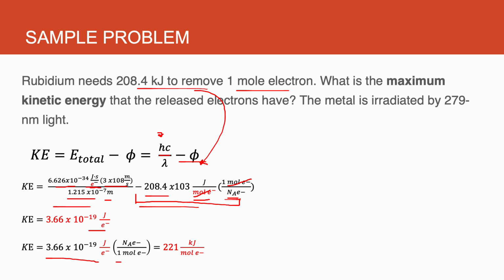If you want to convert back to kilojoule per mole electron, then you need to multiply by the conversion unit of mole to electron, which uses your Avogadro number. If this cancels out, you would have your kinetic energy in terms of kilojoules per mole electron. All right, so that is for your problem. If you did not get it, try again, and try to answer again without looking at the screen.